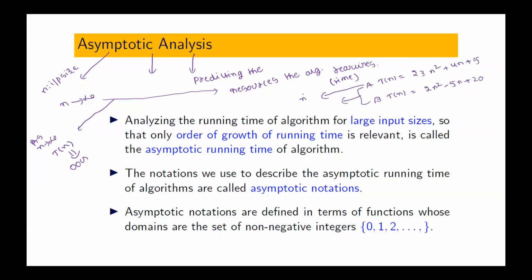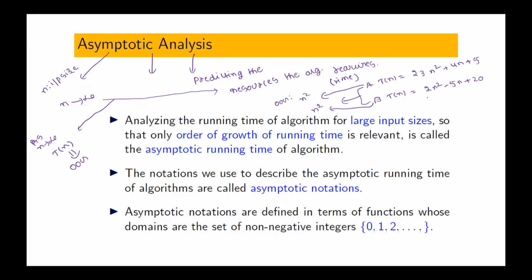A's order of growth is n square. B also has order of growth n square. Okay, asymptotically both algorithms are the same, or equivalent. From the running time, order of growth point of view, both are equivalent.